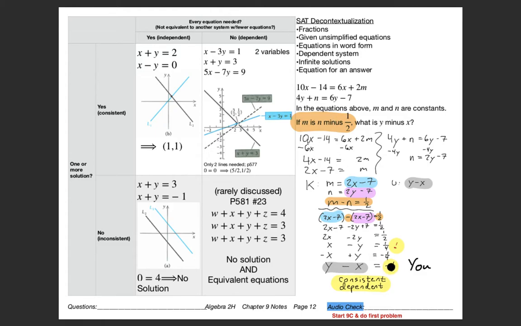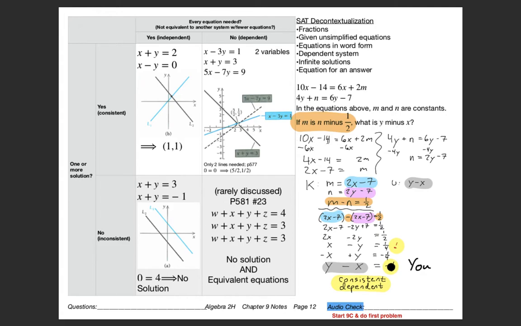So, first, they're given these two equations, and it says in the equation above, m and n are constants, meaning you can treat them like numbers. We're not trying to graph m and n. We're trying to just pretend that there are really numbers here, and maybe you have to figure out what they are. If m is n minus 1/2, then what is y minus x?